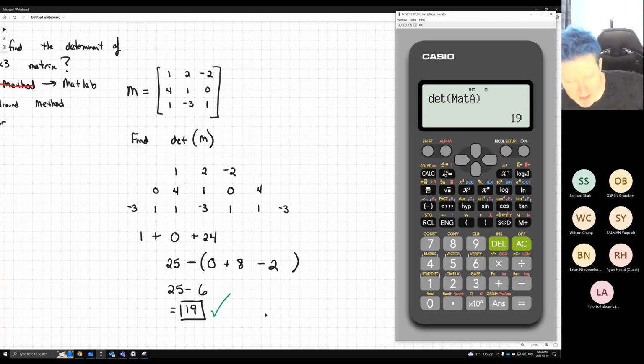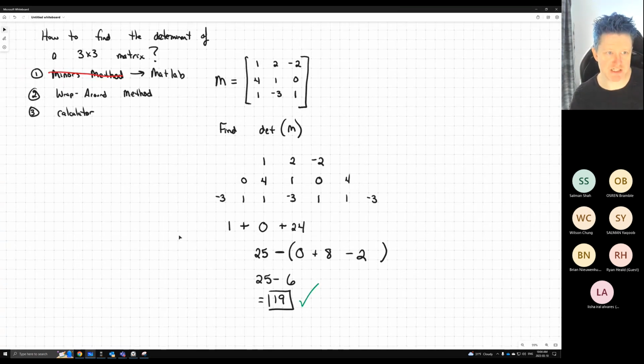Now, believe me, this method, whether you're using the calculator or the wraparound method, both methods are far easier to remember than the minors method. If you are interested in the minors method, I'll invite you to do your own research, but I do not recommend it unless you intend to be a student of more pure mathematics. You guys are not math majors at a university. You're interested in the applications, right?